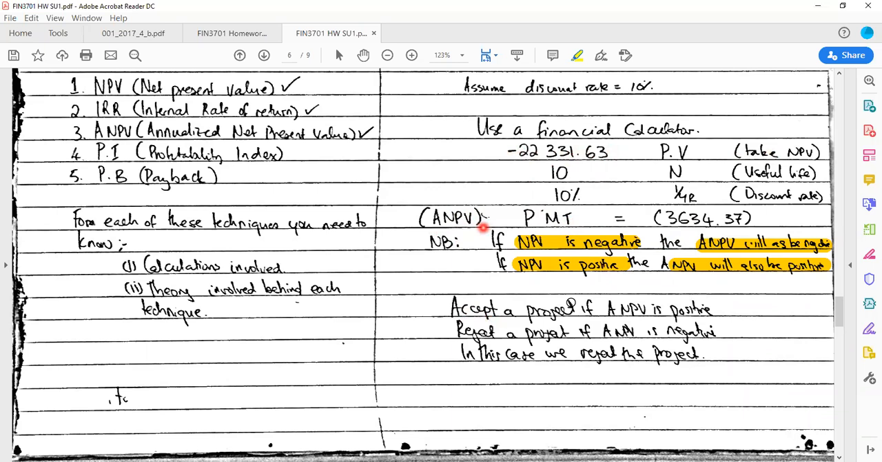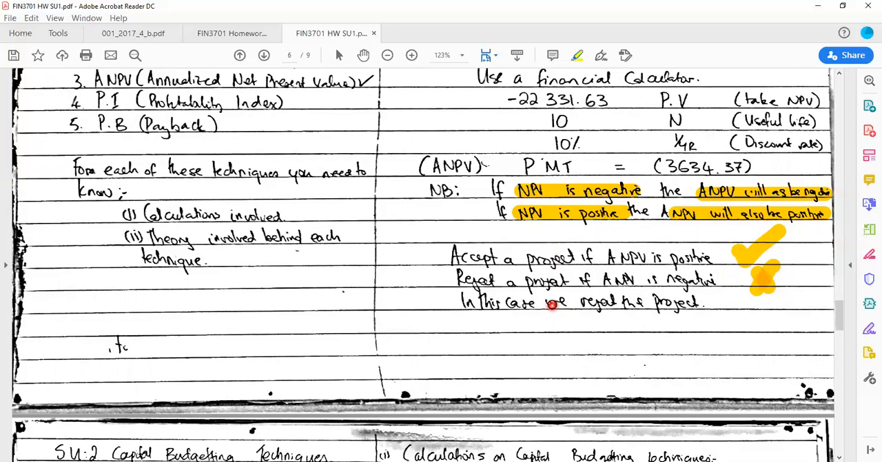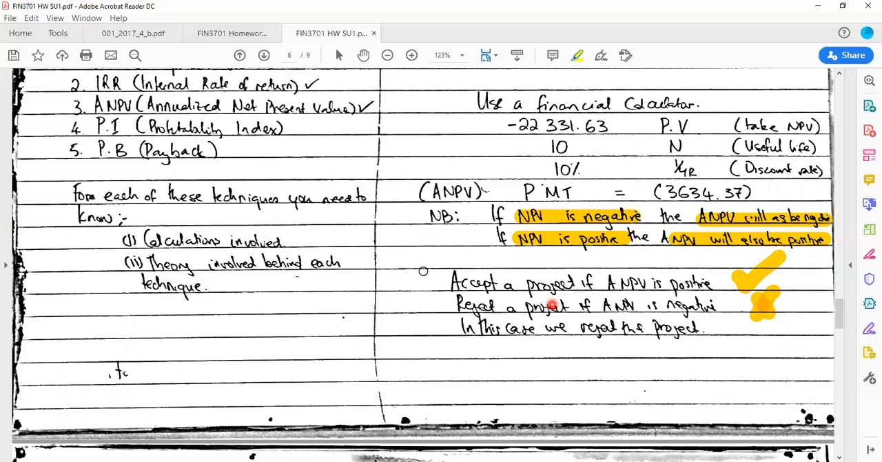And with regards to the ANPV, we accept a project if the ANPV is positive, and we reject a project if the ANPV is negative. So in this case, we reject the project because our ANPV is negative. And remember, the ANPV will always be the same sign as the NPV that you got.